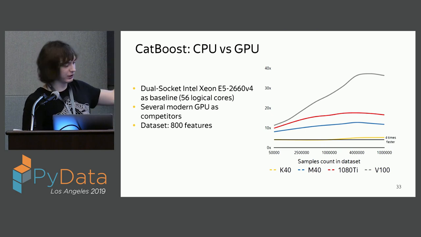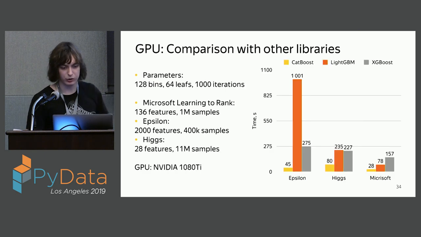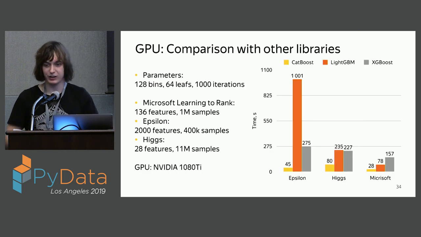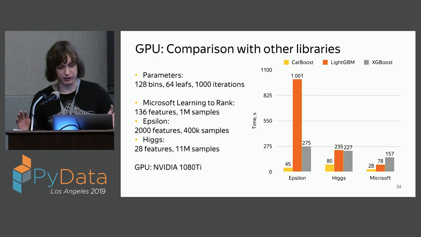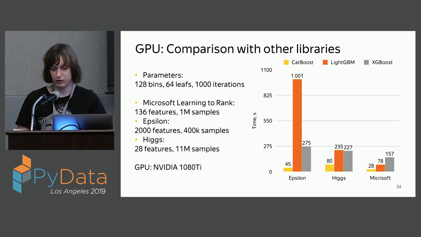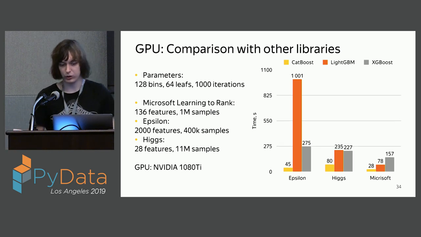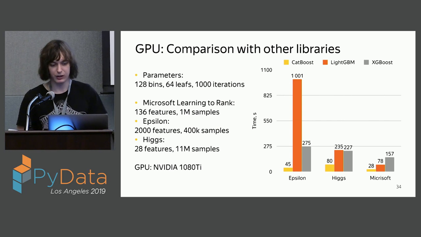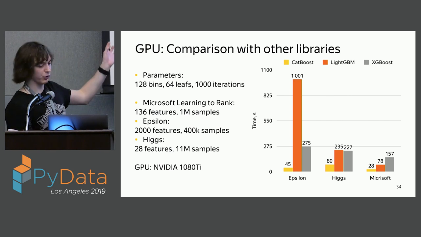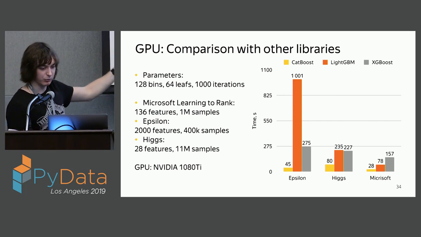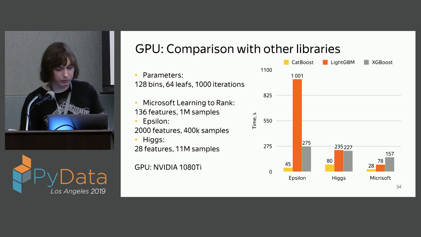And it's true for our GPU version: it's not only faster than our CPU version, it's also faster than our competitors. LightGBM and XGBoost also have GPU versions, but as you can see from the slide, on the same datasets, CatBoost is always faster.